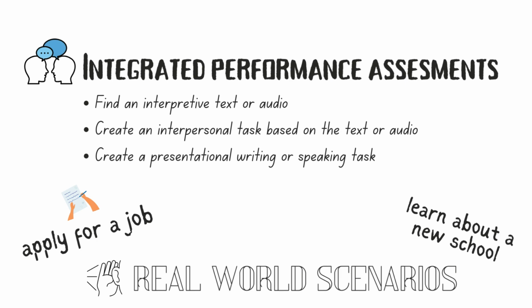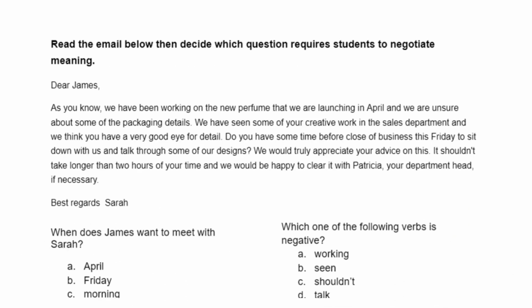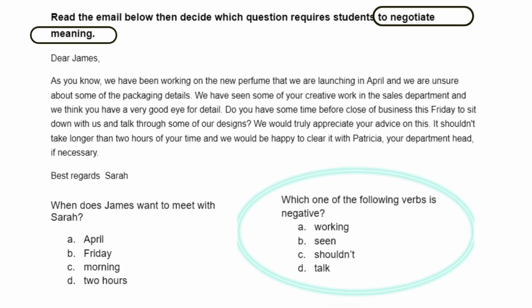Actiful recommends performance-based assessments. If doing multiple choice tests, make sure that your questions are based on negotiating for meaning and must be answered based on information in the text or the audio. For example, you can answer this question on the screen without reading anything. You can pick out a negative sentence without reading the paragraph.